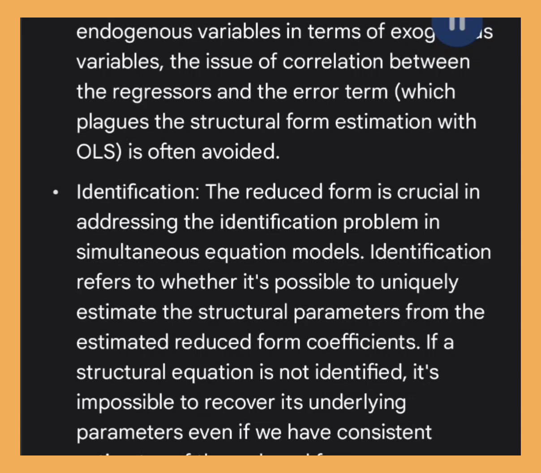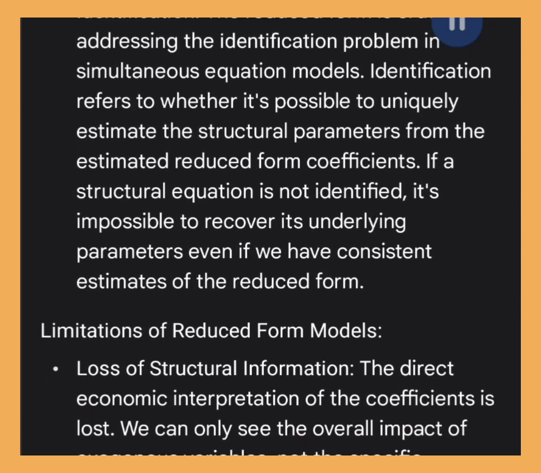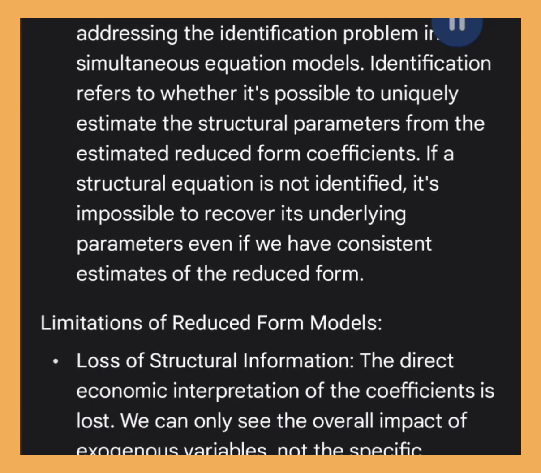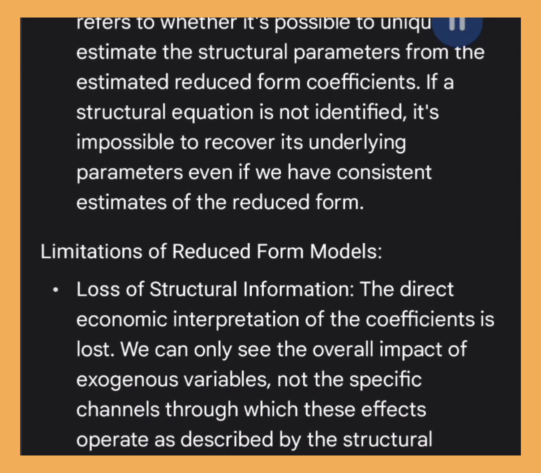Identification. The reduced form is crucial in addressing the identification problem in simultaneous equation models. Identification refers to whether it's possible to uniquely estimate the structural parameters from the estimated reduced form coefficients. If a structural equation is not identified, it's impossible to recover its underlying parameters, even if we have consistent estimates of the reduced form. Limitations of reduced form models.